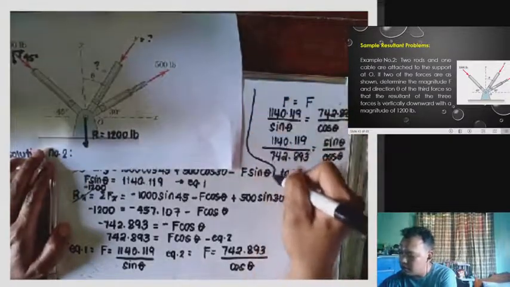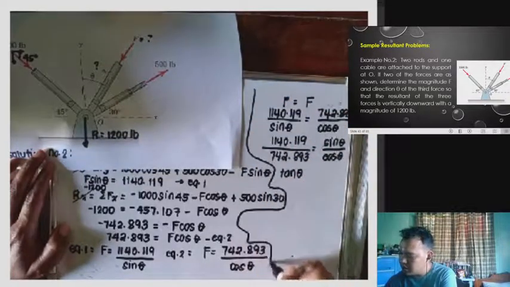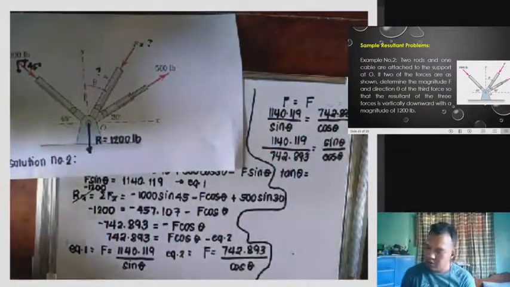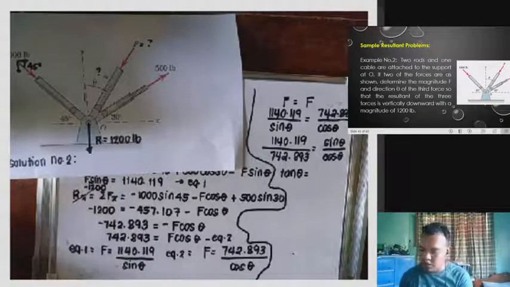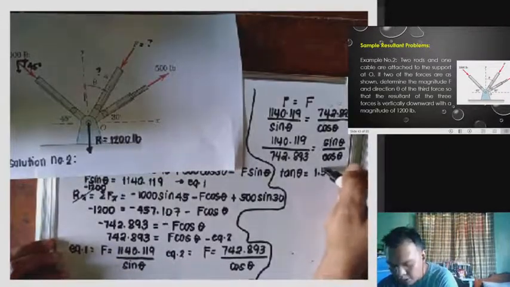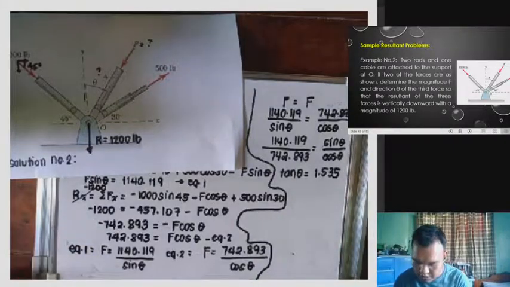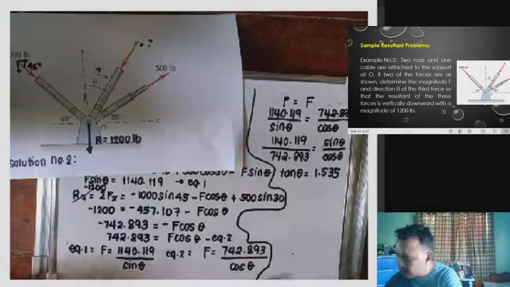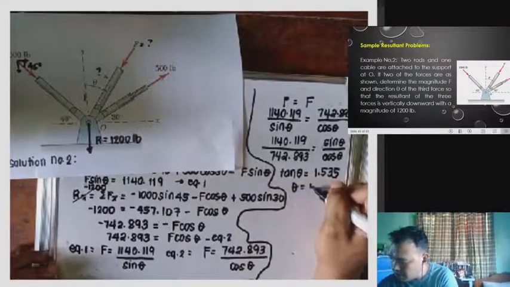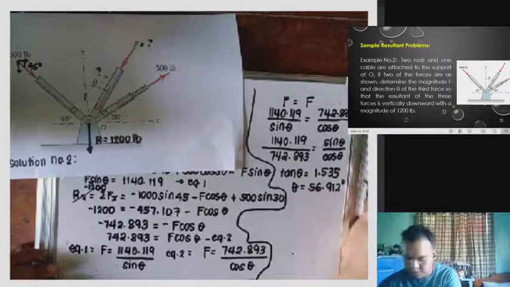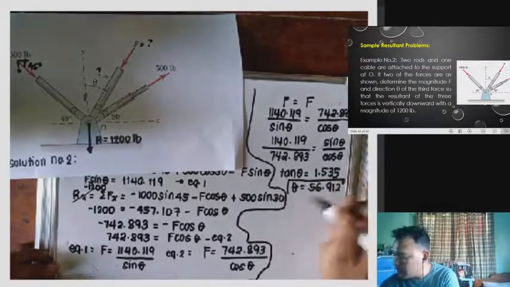Tangent theta is equivalent to this. You can calculate that. We have here 1140.119 all over 742.893. We have here 1.535. Therefore, arctan answer. We have here angle of theta, which is equivalent to 56.912 degrees. This is the value of theta that is being asked.